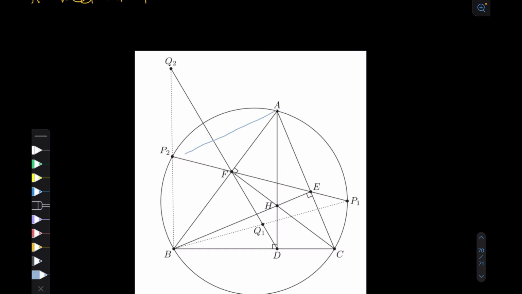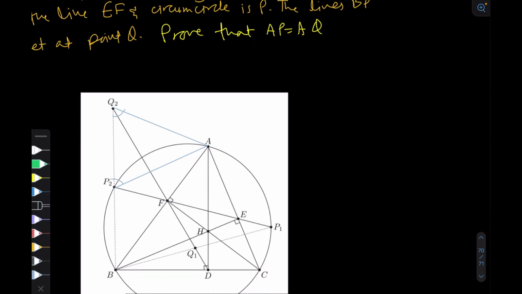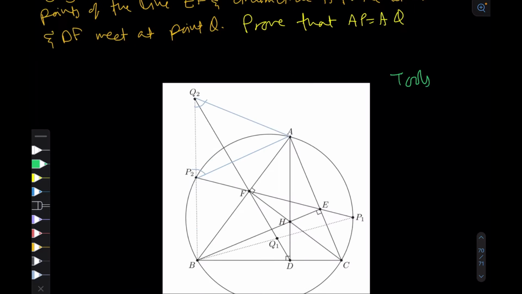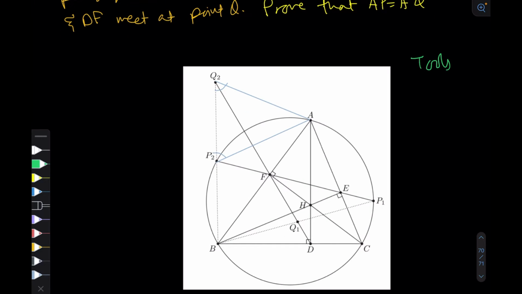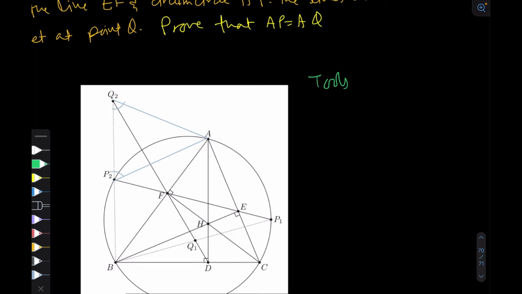We need to show that this certain length is equal to this certain length, which of course means they're indirectly asking us to prove that this angle is equal to this angle. So on the right I will write our tools, and on the left I'll do the working, or show the actual procedure. The very first thing to notice is, as I previously mentioned, that this whole triangle is an orthic triangle.